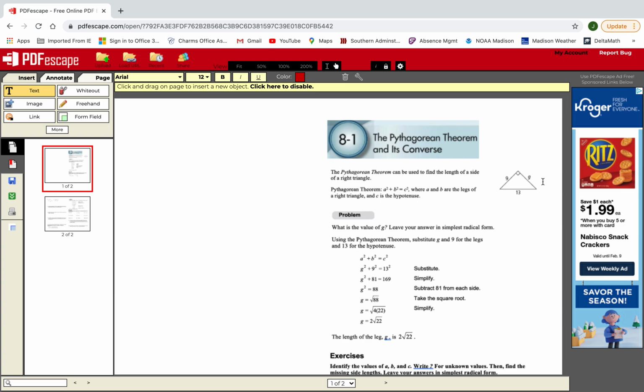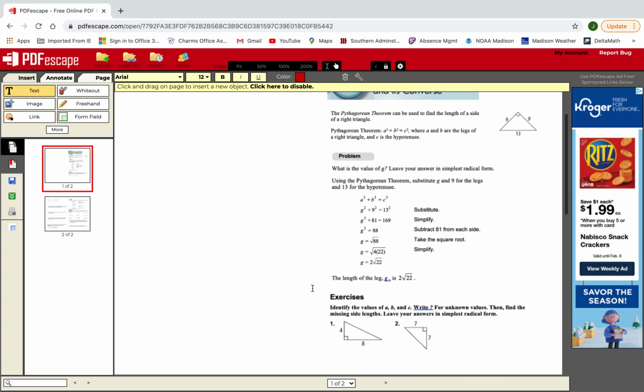Any time you have a right triangle and you have any two of the sides, you can always find the third side using the Pythagorean Theorem. That's the beauty of this. The Pythagorean Theorem can be used to find the length of a side of a right triangle. A and b are the legs of the right triangle, and c is the hypotenuse.